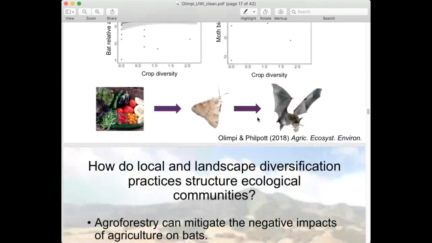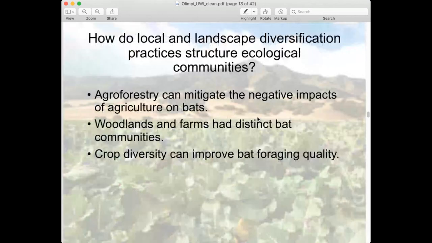Next slide, please. So to sum up the section on biodiversity conservation and how diversification structures ecological communities, we found that agroforestry can mitigate the negative impacts of agriculture on bats. Woodlands and farms have distinct bat communities, and crop diversity can improve bat foraging. Now let's move on to the next section of the talk.